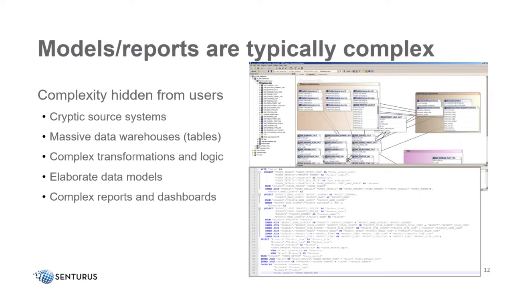We've got cryptic data source systems, data warehouses and tables, multiple transformations and business logic that's being built out, data models, complex reports and dashboards as well on top of all that.